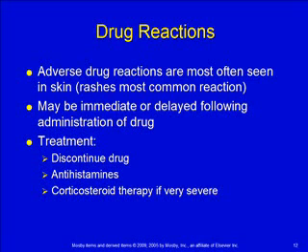We treat this by discontinuing the drug. If this was an IV medication, we would want to stop the medication but keep that IV open. So flush it with saline so that if we need to give something IV to alleviate the reaction, then we have the IV ready. We may need to give antihistamines, and if it's severe, we would go with the steroids, the corticosteroids.